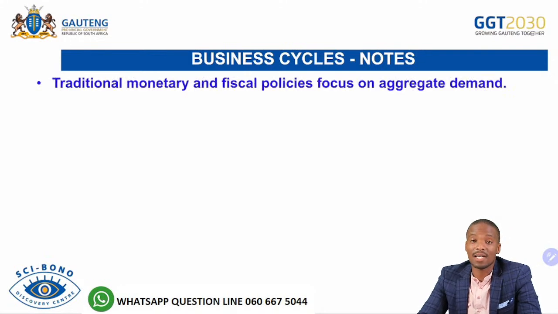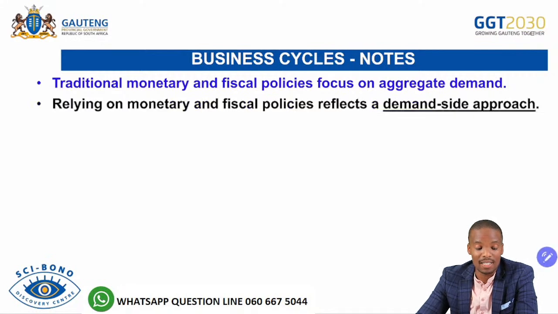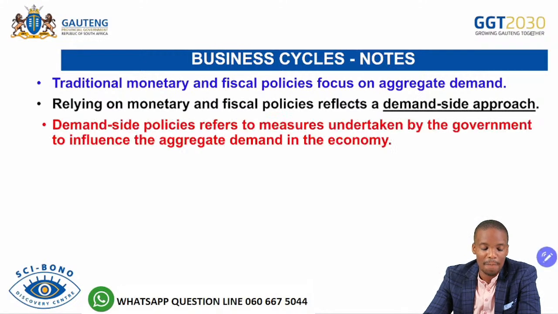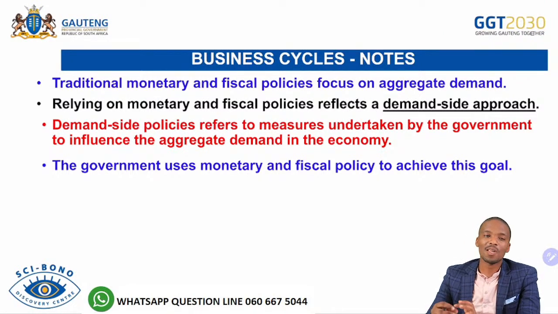Right, then we said traditional monetary and fiscal policies focus on demand. Relying on these policies is reflected as a demand-side approach. The demand-side approach refers to measures undertaken by the government to influence aggregate demand in the economy. The government uses the monetary and the fiscal policy to achieve this goal. How? Remember, when the economy is at the peak, it means people have got money to spend. The demand for goods and services increases, so spending is more.